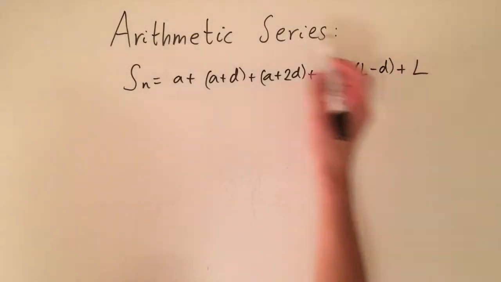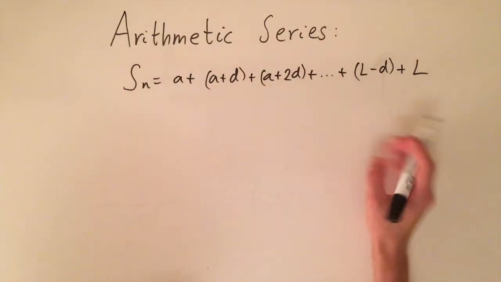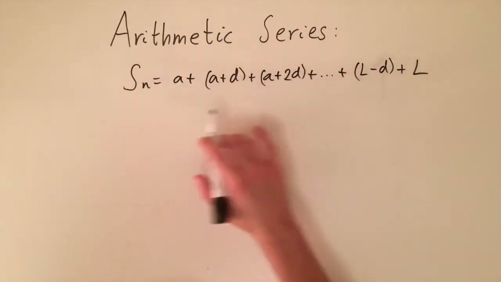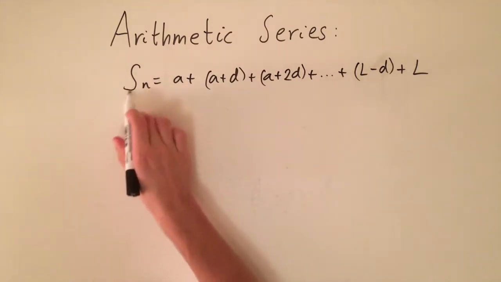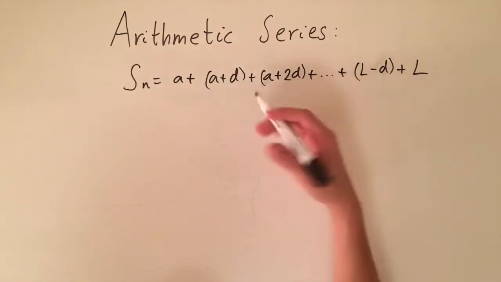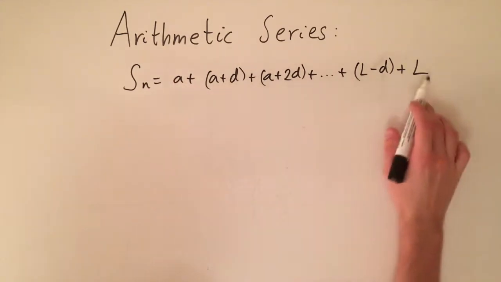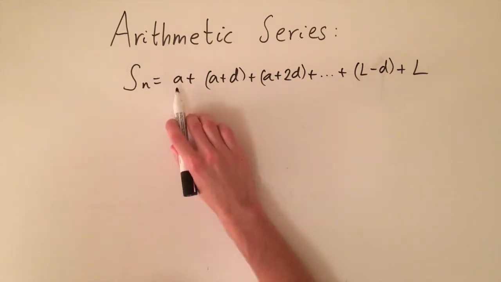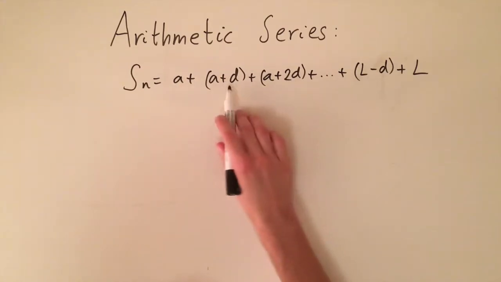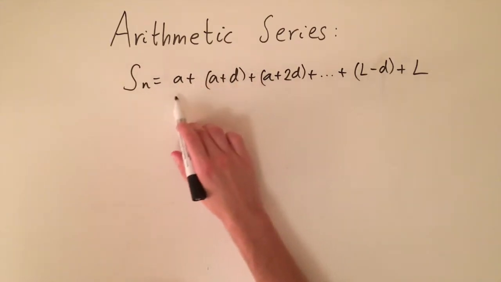Right, in this video, we're going to be talking about finding the sum of a series. So I've got here a general arithmetic series. I've called this Sn, and we don't know how many terms there are, but we do know that we have a first term A and the last term L. And then between the terms in the series, we're just adding the constant D. That's what makes it arithmetic.